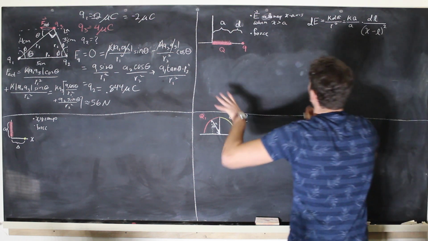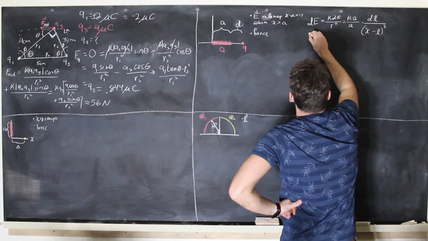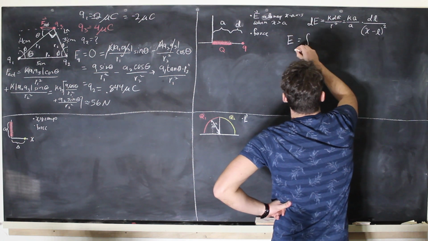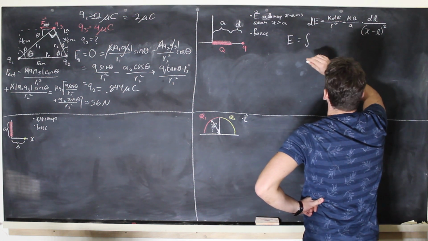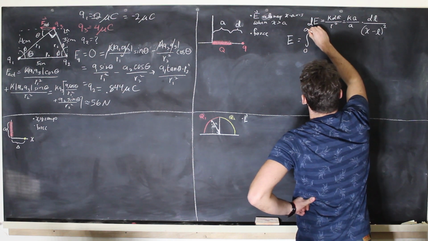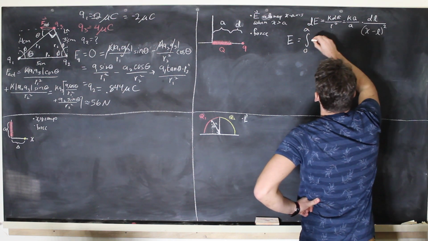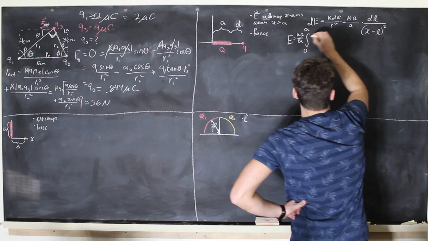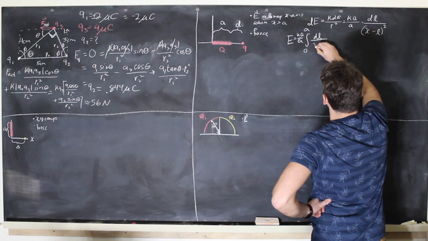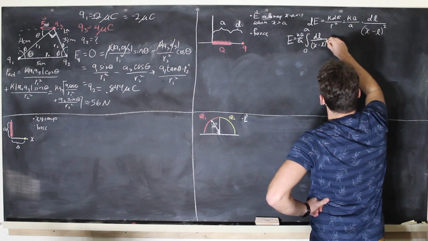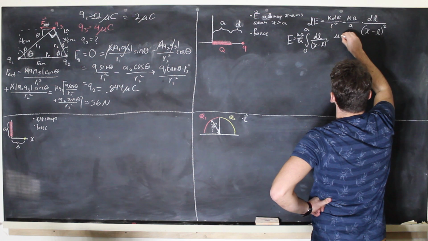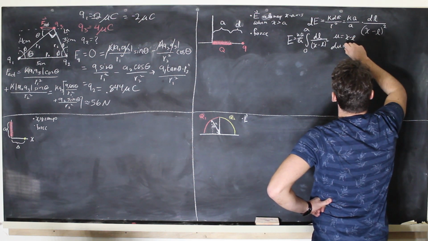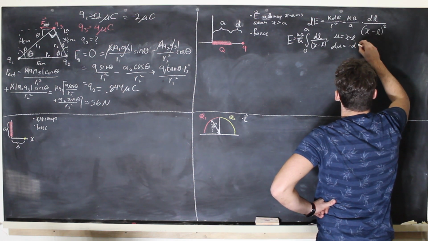And now let's integrate for E. E is equal to the integral from 0 to a of KQ over A, dl over x minus l squared. Oh, I forgot the constants here. We set u equal to x minus l, du is equal to negative dl.